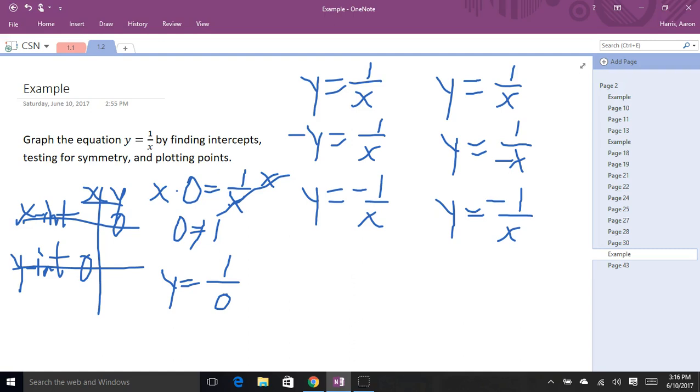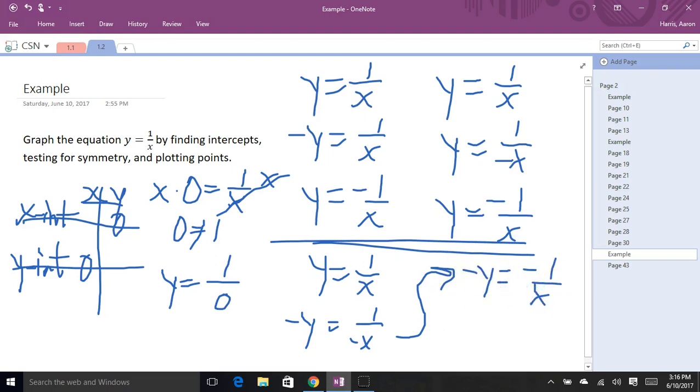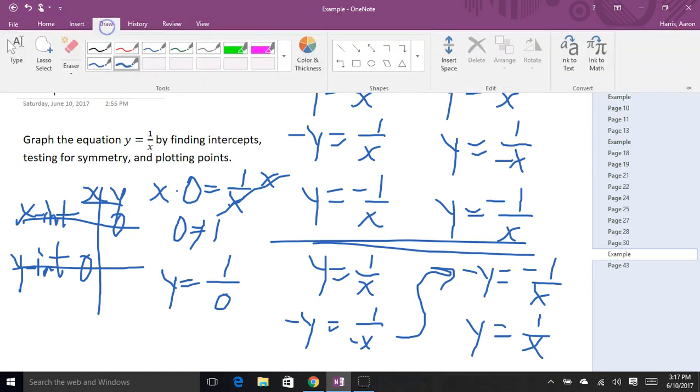Now, is it symmetric with respect to the origin? Here's what we started with. We let y be negative y, and we let x be negative x. We clean this up, so we get negative y equals negative 1 over x. Multiply both sides by negative 1, and that's what we started with. So this is symmetric with respect to the origin.